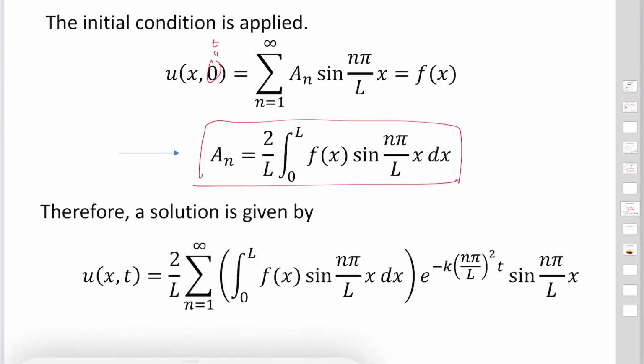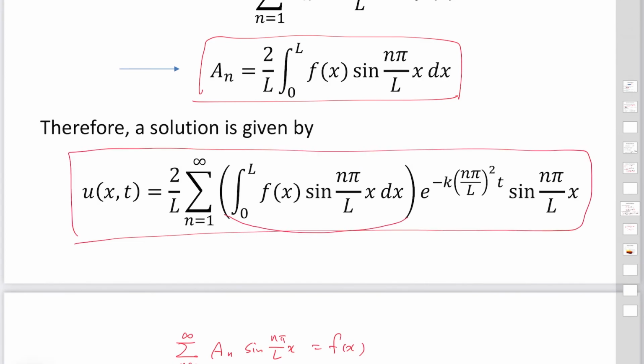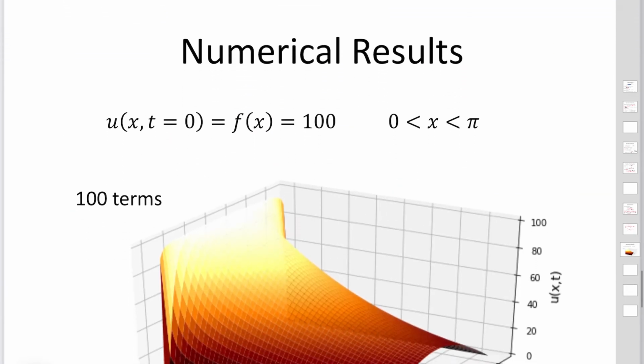Then you can substitute this a sub m into this equation to find the solution of u as a function of x and t. So this is the solution. Once the initial condition is given, corresponding to f(x), we can perform this integral to find the temperature distribution in the bar. So this is a numerical result.